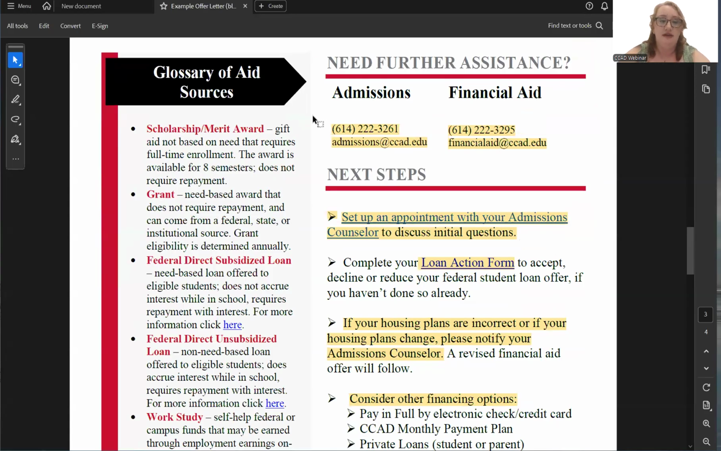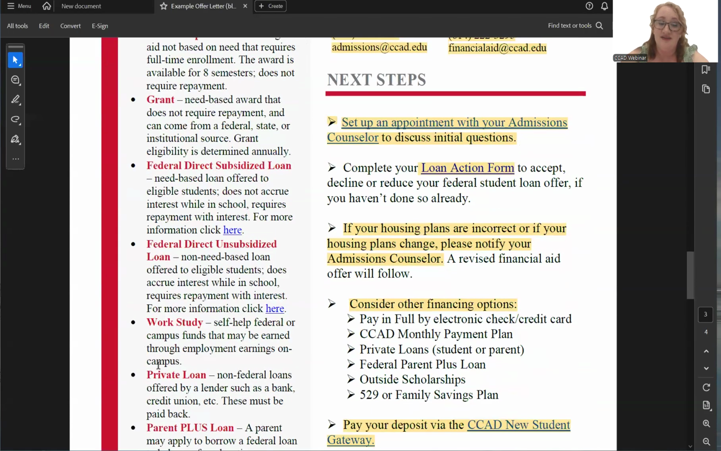So you will notice that on the left-hand side here, we have a nice little glossary of different definitions of things that I just talked about. If you get to the end of this webinar and you're like, ooh, what does work study mean again? You scroll all the way down here and there's a nice little definition here for you, okay?